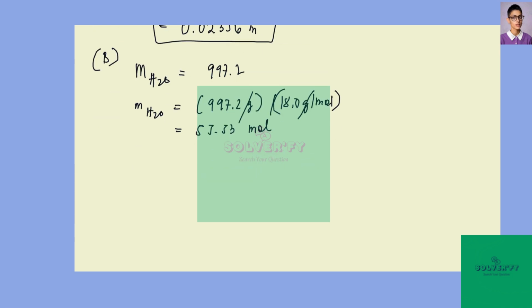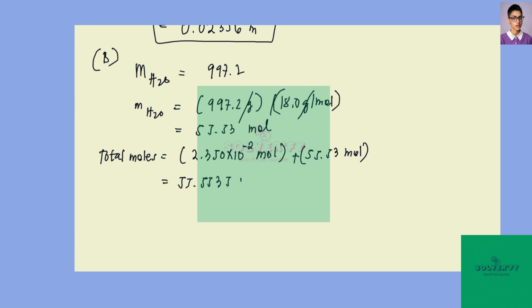And to get the total moles, we have 2.350 times 10 raised to the power of -2 mole plus 55.53 mole. So 2.350 times 10 raised to the power of -2 plus 55.53. Our mole will be equal to 55.5535 mole.